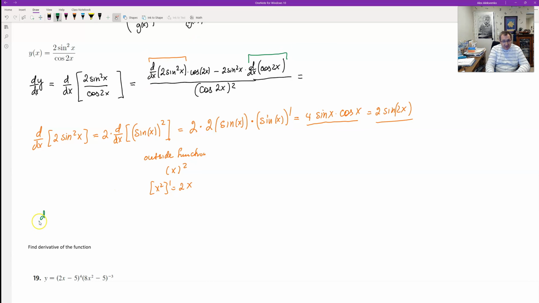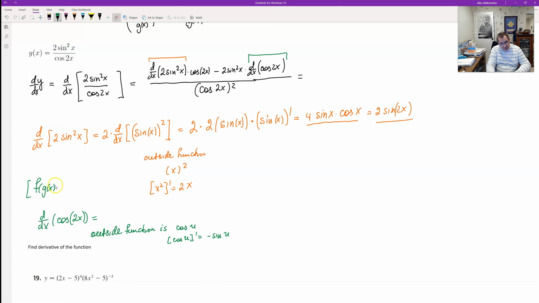So I will have d by dx of cosine of 2x. So let's see which one is the outside function, which one is the inside function. Well, it looks like the outside function is cosine of, let's say, u, and derivative of cosine u is negative sine u. So when we do the chain rule, okay, let me write the chain rule here so that it's in front of our eyes.